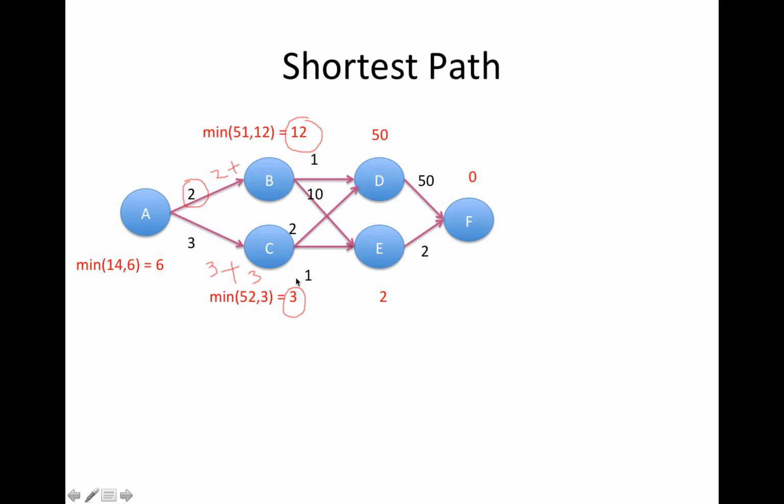So the best cost from A to F is the minimum of 2 plus 12 or 3 plus 3, and clearly the best cost from A to F is 6.